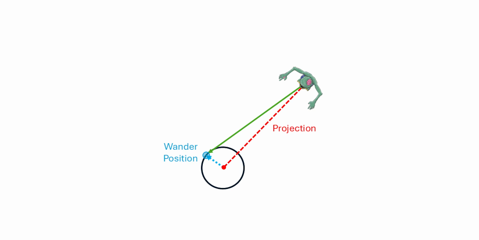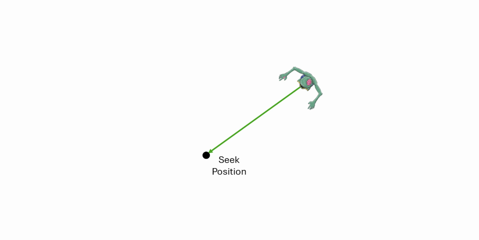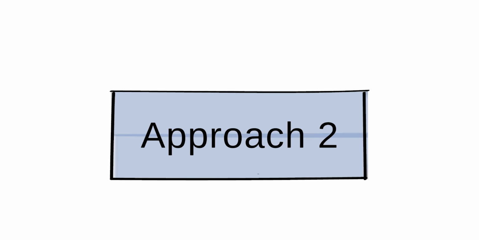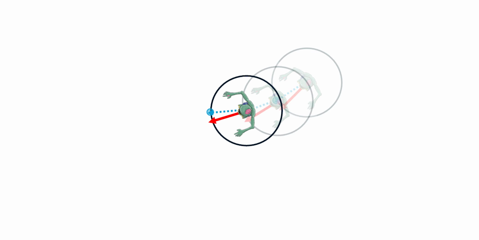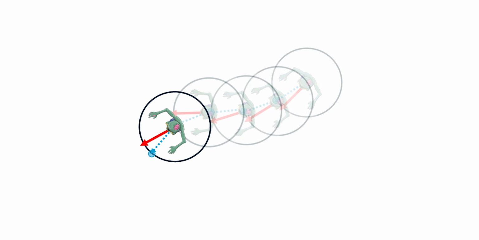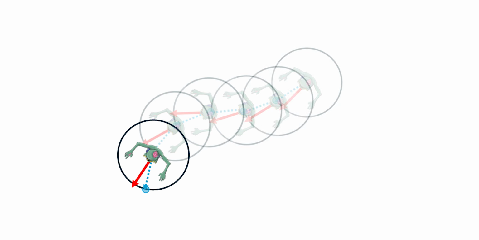Then that random point on the circle that you projected ahead becomes the seek position, so you just call the seek behaviour and pass through this position. If we repeat this process, you can see how the zombie meanders across the environment. The second approach is even easier. Simply rotate the current facing direction some number of degrees either left or right, and then seek towards that position. In this example, it's rotated around 5 degrees. As you can see, the zombie still meanders across the environment.